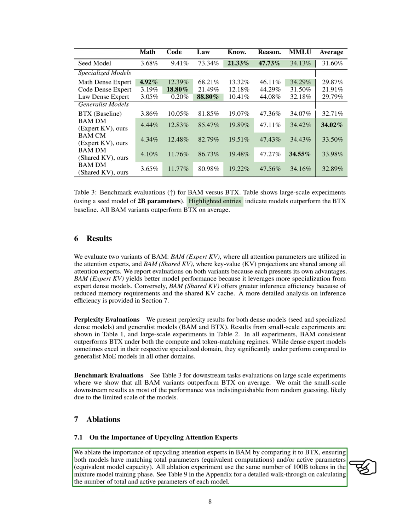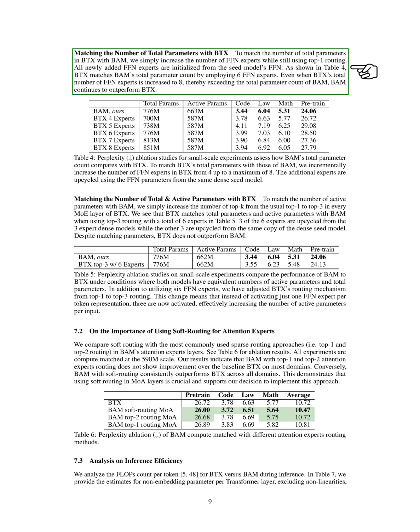We also explore the significance of upcycling attention experts in BAM by comparing it to BTX, ensuring both models have the same total and active parameters. All our ablation experiments use 100 billion tokens during the mixture model training phase. For matching total parameters with BTX, we increase the number of feed-forward network (FFN) experts while maintaining top-1 routing. We find that BTX matches BAM's total parameter count by using 6 FFN experts. Even when BTX increases its FFN experts to 8, BAM still outperforms it.